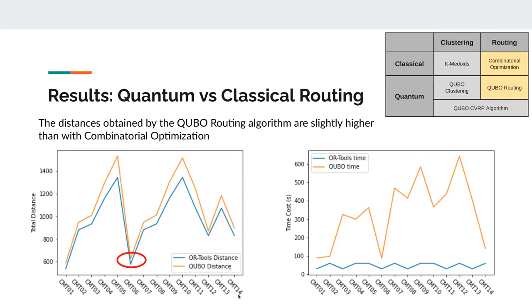But there is no correlation between CMT05 and CMT06, right? So no. All right, okay. Because it was difficult for me to understand why in this graph the data was fluctuating so much. But now I get it. Of course, it depends on the number of vehicles that you were using in each of these tests.